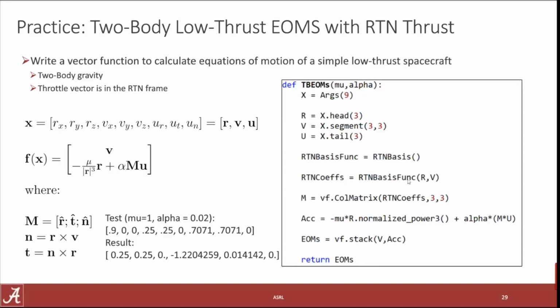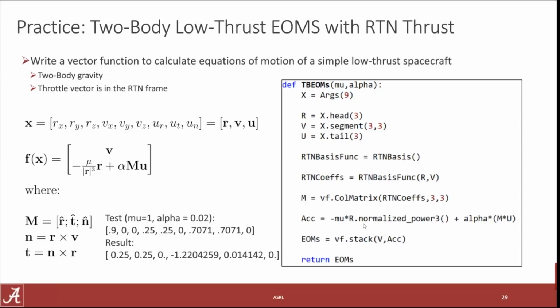We then find the coefficients by passing the R and V vector functions into that function to return the 9 elements of the RTN frame. We construct a column matrix with those elements as 3 by 3, because remember, the function is returning all of the R components, then T, and then N. Since we're given those, we want to construct a matrix as columns so that we're doing proper multiplication with our control vector. So create the column matrix, and then the acceleration term is exactly like we said.